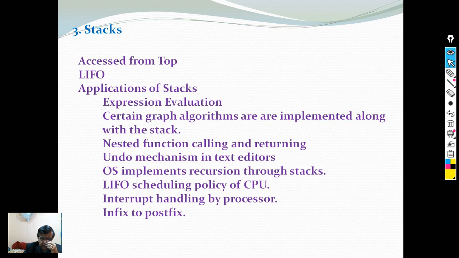There are several applications of stacks: expression evaluation. Certain graph algorithms like depth first search have to be implemented with a stack. Nested function calling in a program and returning, that is, calling the function and returning the values by the functions, has to happen with the help of a stack. The operating system will press a stack into service. The undo mechanism in text editors should happen with a stack.